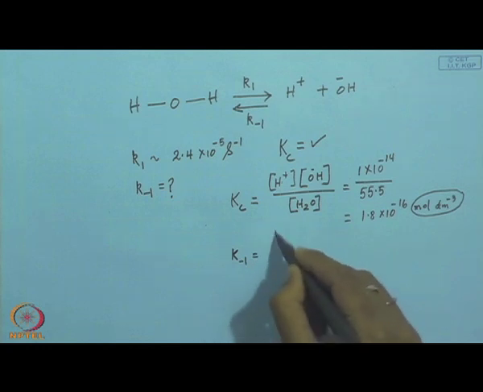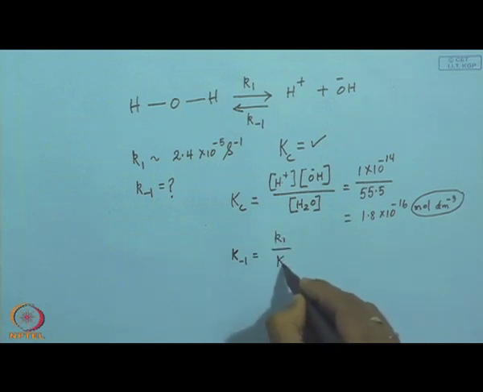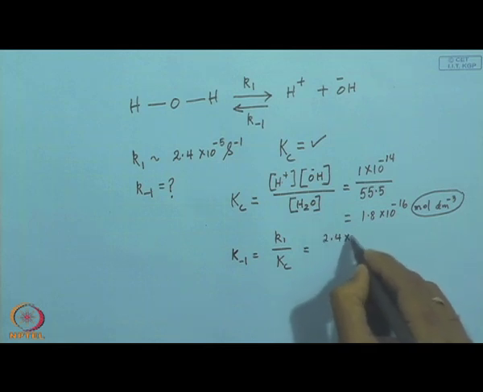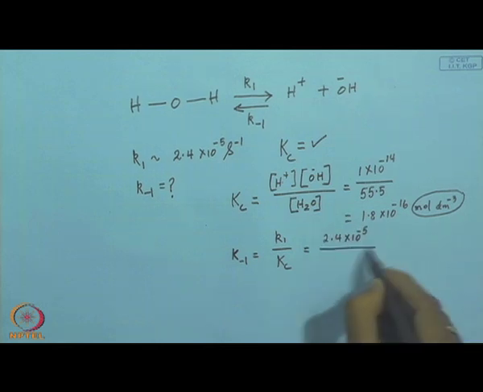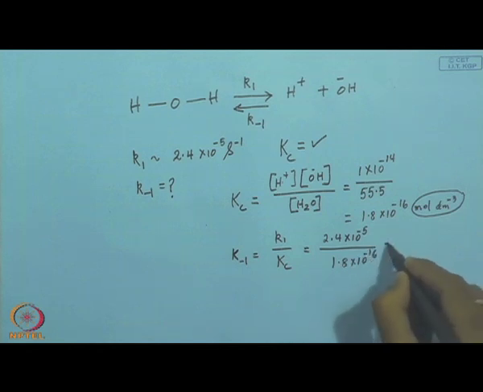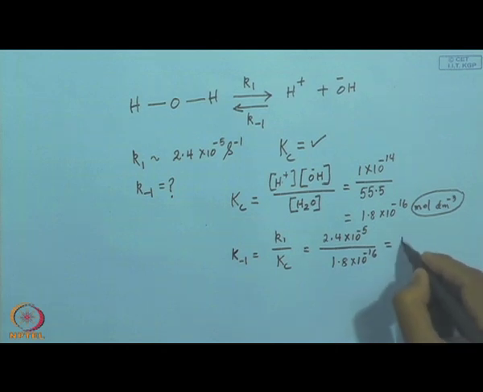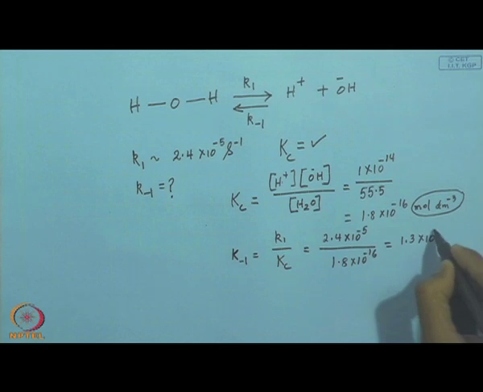So, K minus 1 will be equal to K1 by Kc, which is equal to 2.4 into 10 to the power minus 5 divided by 1.8 into 10 to the power minus 16, which is equal to 1.3 into 10 to the power 11. It is a back reaction. So, it has got this huge number.